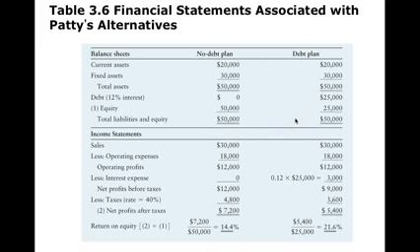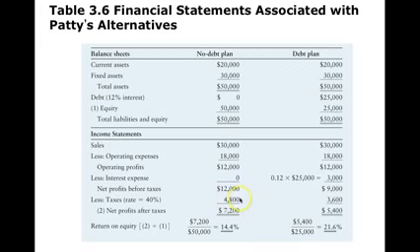Let's look at how that works out in the income statement. If you both have the same sales, the same operating expenses, and the same operating profits, except when you get to the interest expense. There's no interest expense here, but there's an interest expense for the debt plan. So that reduces the net profit. So you have $12,000 net profits here, $9,000 here.